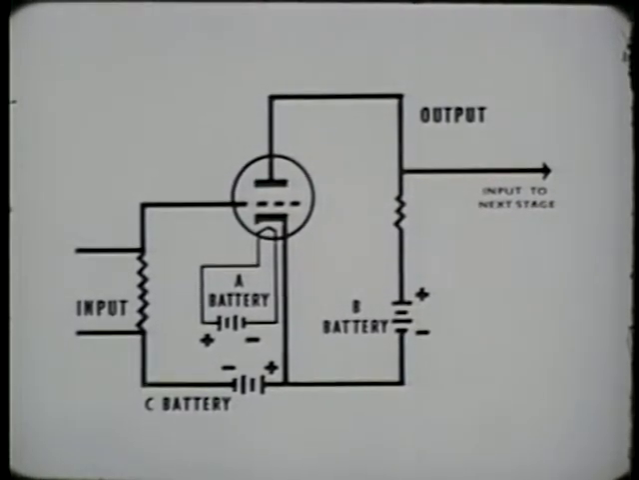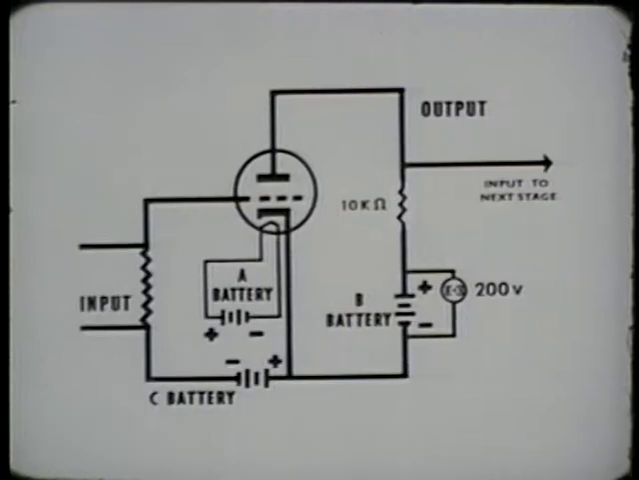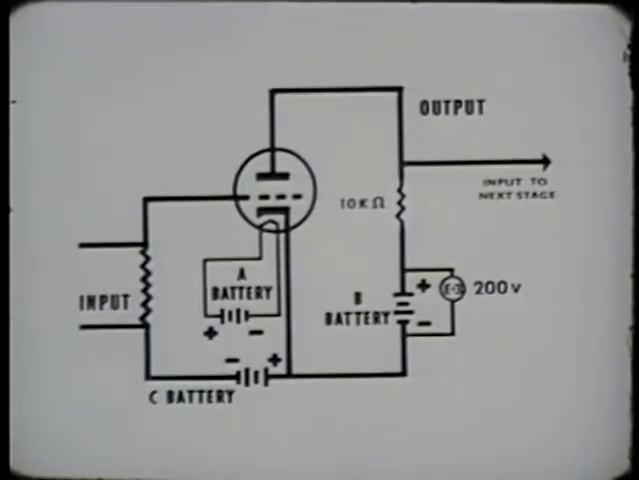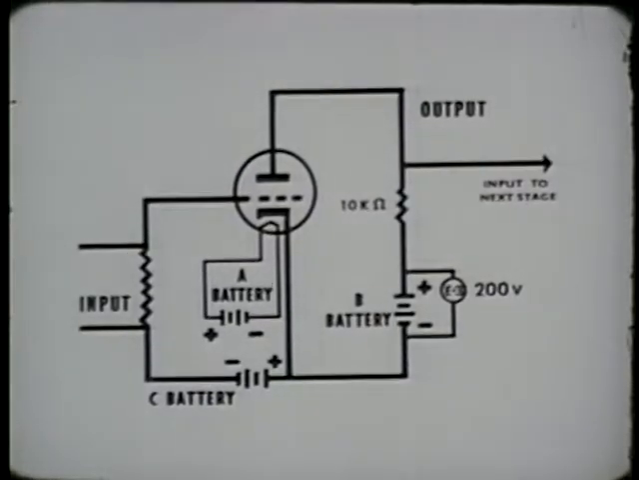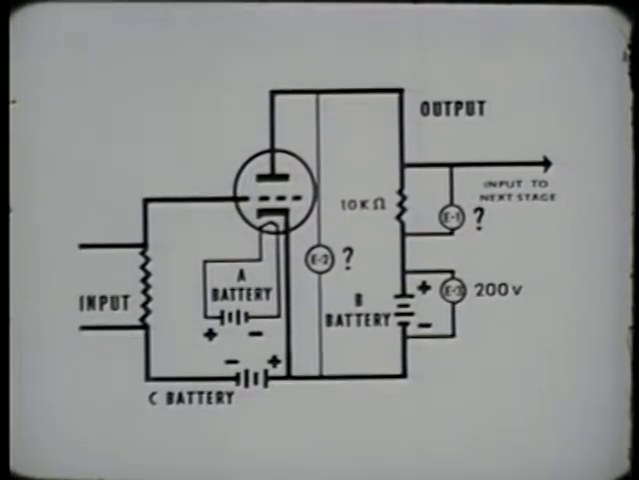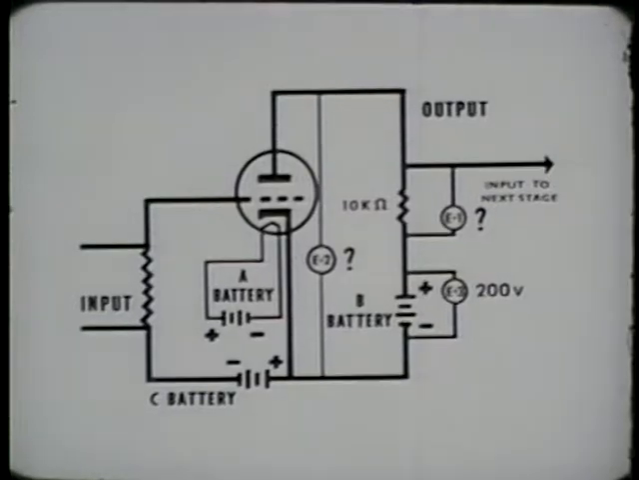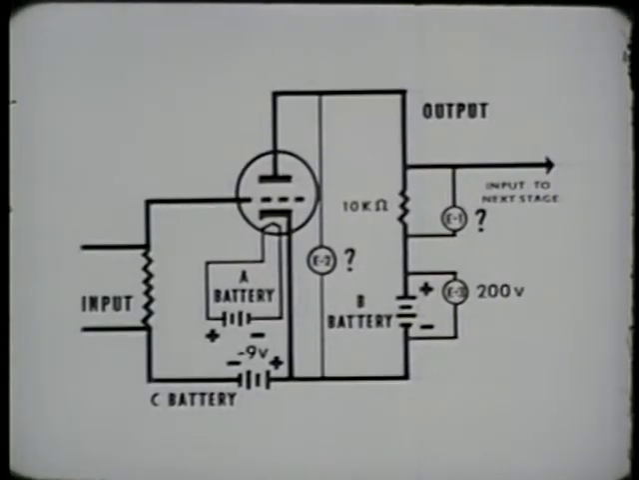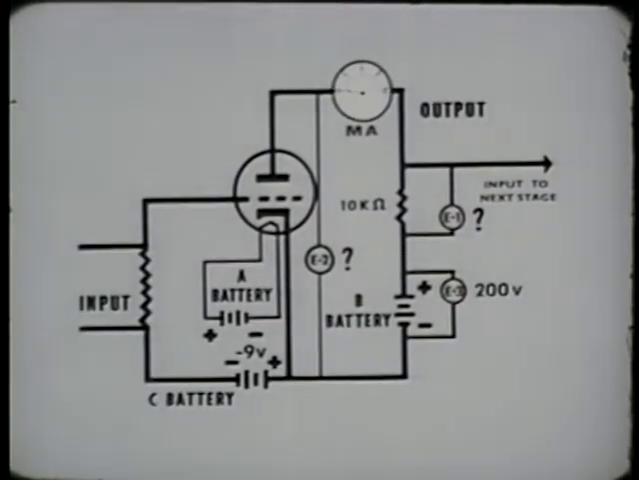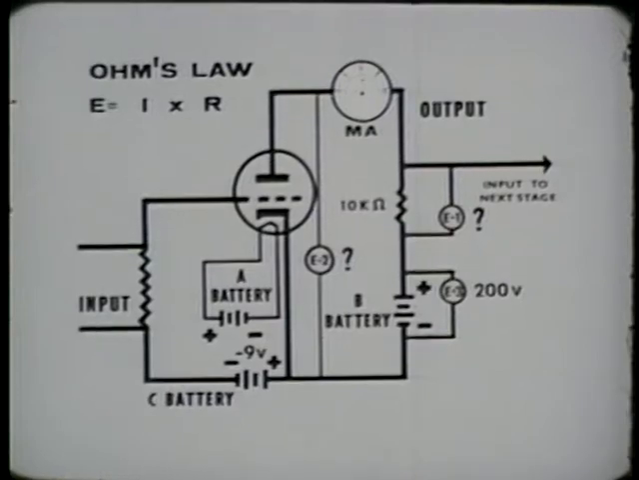Now, suppose we place some values here. The B battery has a potential of 200 volts and the load resistor is 10,000 ohms. To compute E2, or the difference in potential between the plate and cathode, we must subtract E1, or the drop across the load resistor, from E3, or 200 volts. Therefore, we must first compute E1. Let's say that the bias is minus 9 volts, resulting in a static plate current of 6 milliamperes. The input signal has an amplitude of 1 volt.